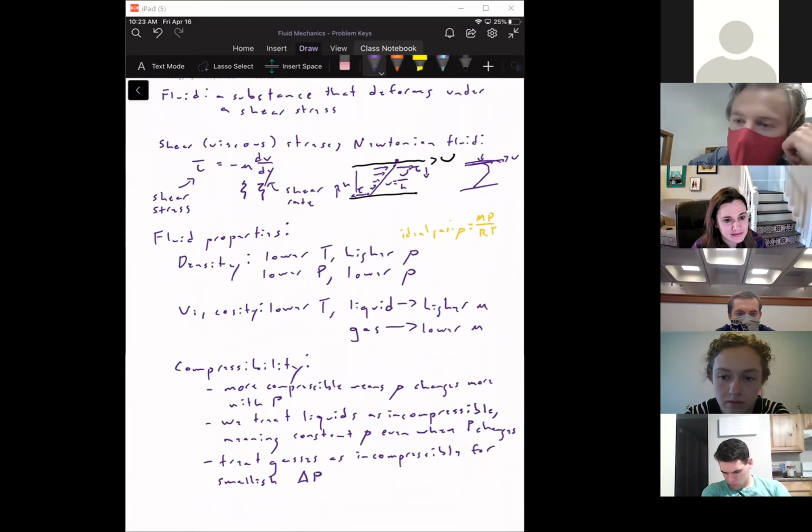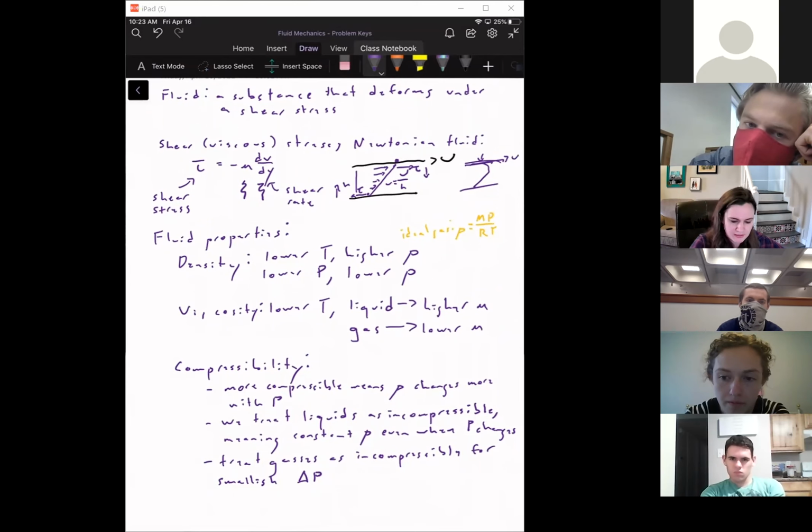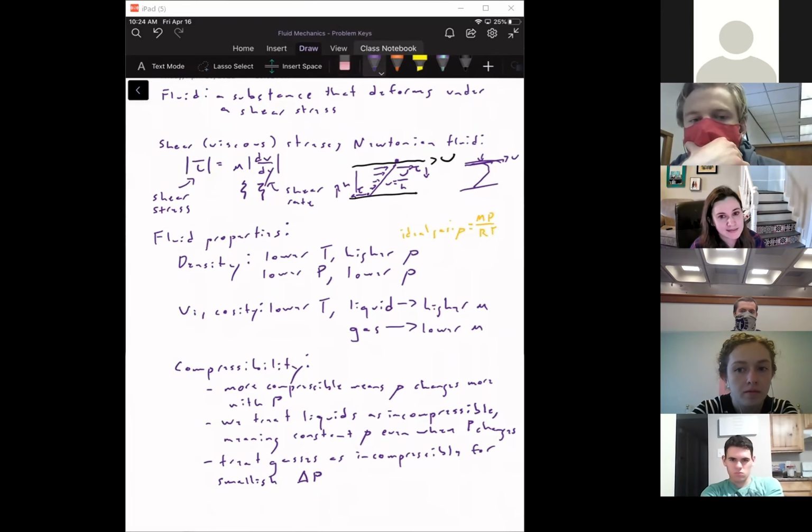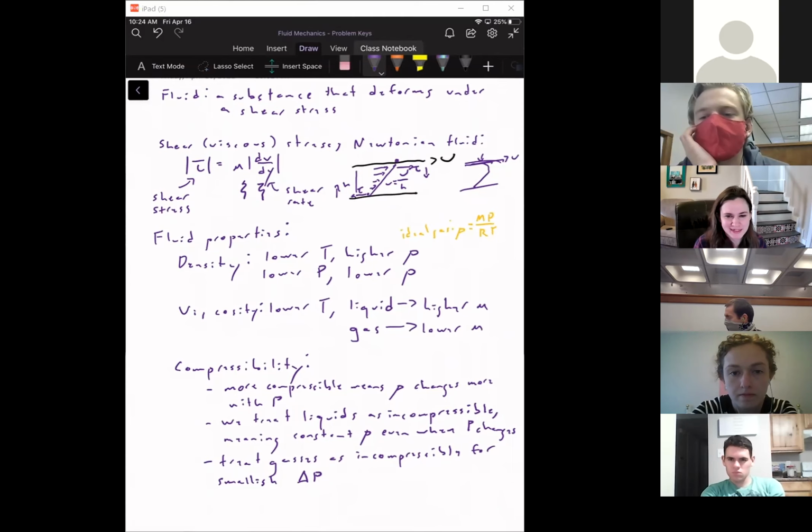That is a good point, which is why your book always puts the negative in there. Some just give you the absolute value like this. The direction is going to be determined by the direction of the shear rate as you go through the fluid. That's just the easiest way to think about it. Sorry, I'm not sure that was a great answer.